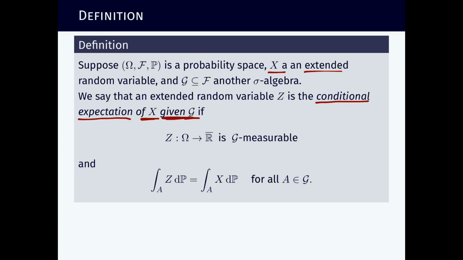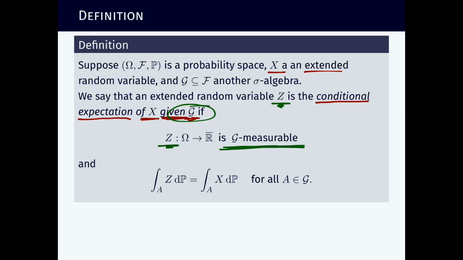If we have access to all the information encoded by a sigma algebra G, what is our best prediction for the value of X that we can make given that information? The definition of this conditional expectation is the following. You're going to consider another random variable Z, and we say Z is the conditional expectation if it satisfies two conditions. First, Z can be determined just by the information that we have from G, and this translates as Z being G measurable.